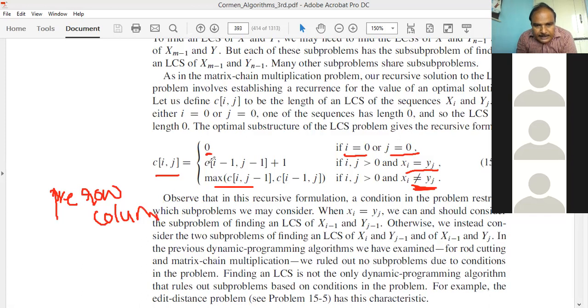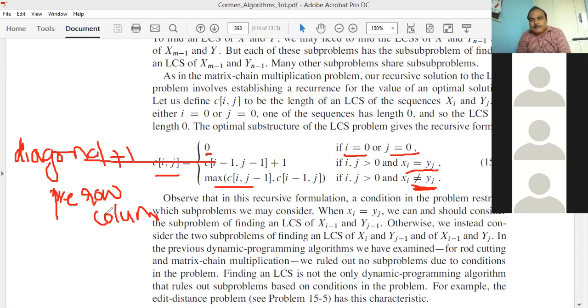The meaning of this statement is: take the diagonal element and add plus 1 to that. Please make a note of this. The second is, when they are equal, you just add 1. What does plus 1 mean? Just take the diagonal element and add 1 to that. If it's not equal, take the previous column and previous row values and put the maximum.